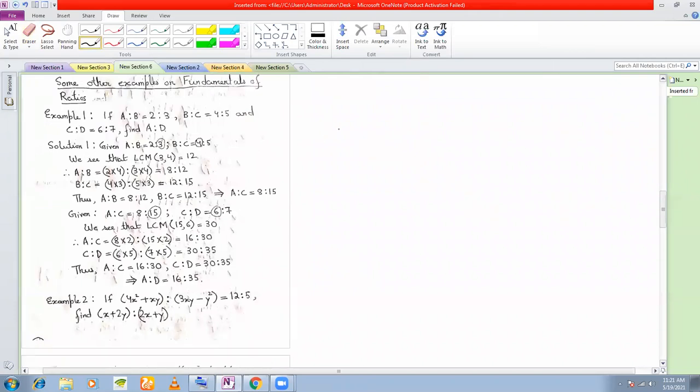Look at this question. If A is to B is 2:3, and B is to C is 4:5, and also C is to D is 6:7. Question is, find A is to D.